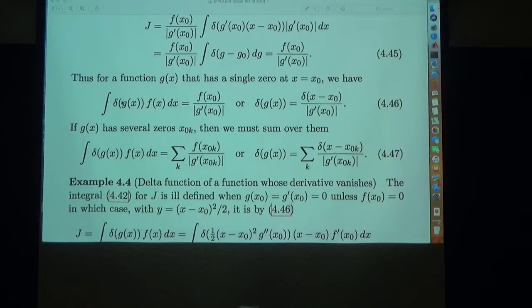And equivalently, the delta function of g of x is delta of x minus x0 divided by the absolute value of g prime of x0. And then obviously you can just repeat, yes?